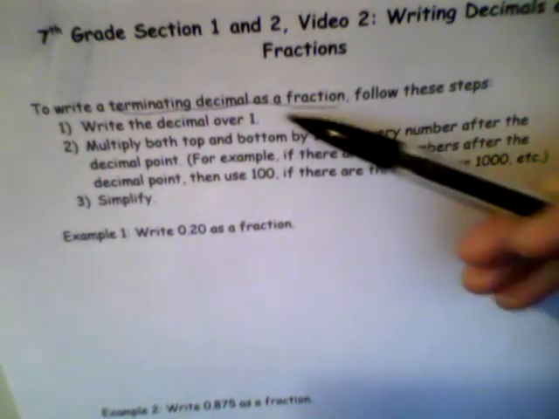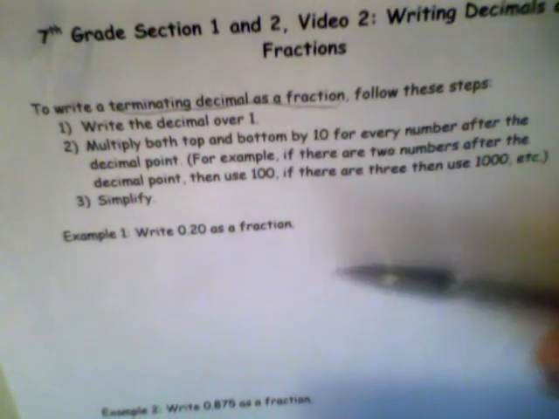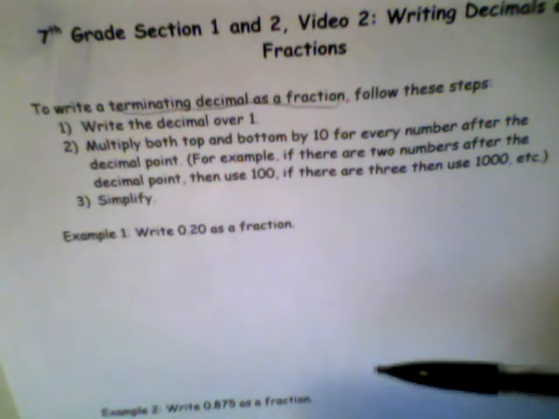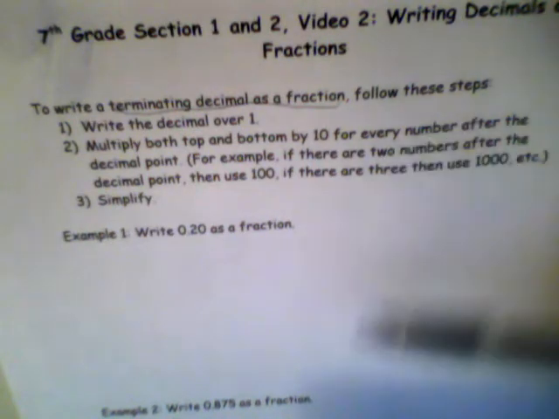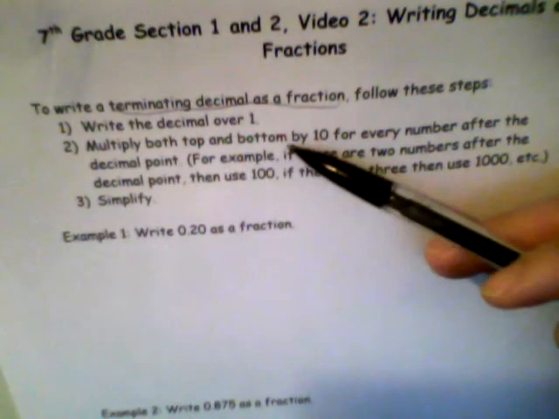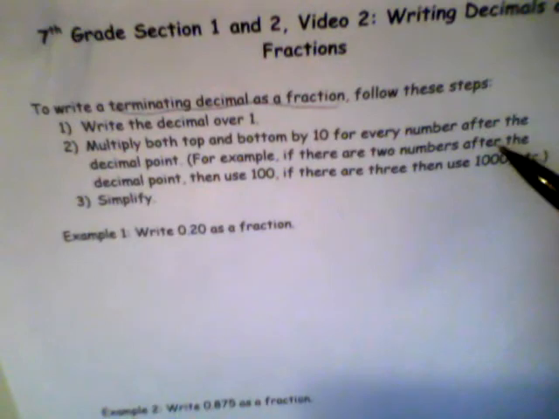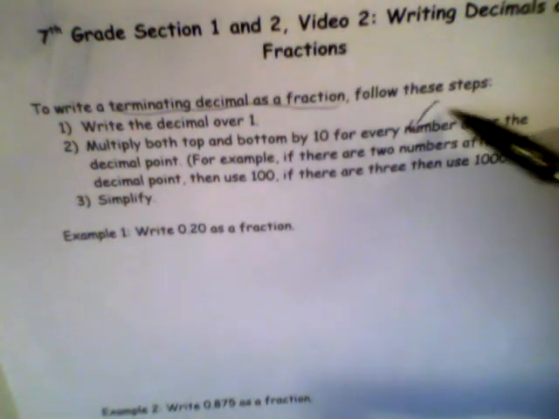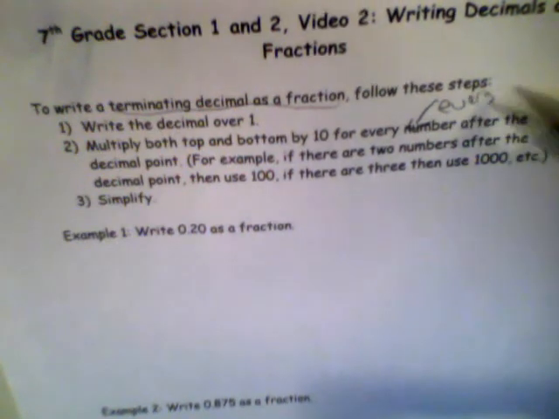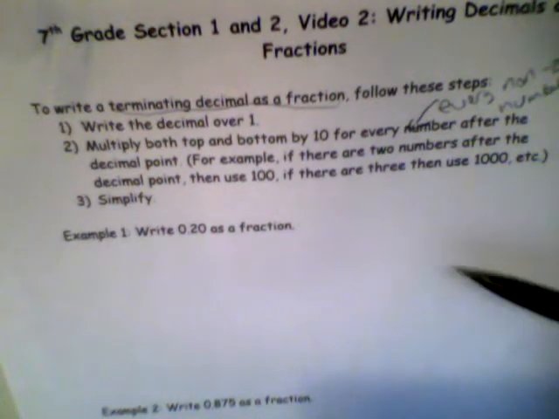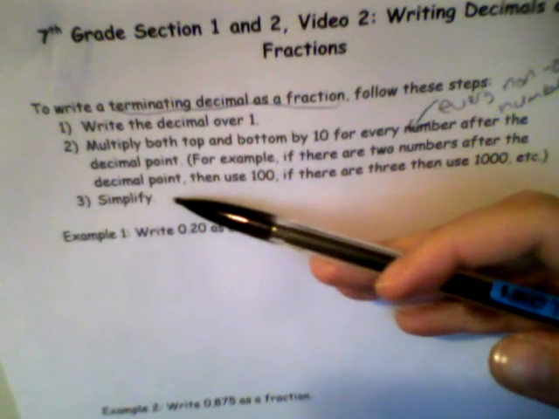So here are the steps to writing a terminating decimal as a fraction. The first step is to write the decimal and put it over 1. So if your decimal was 0.38, you would put 0.38 over 1. Then I'm going to multiply the top and bottom by 10 for every number after the decimal point. Make yourself a note: when I mean every number, I mean every non-zero number. And then the third step is to simplify.